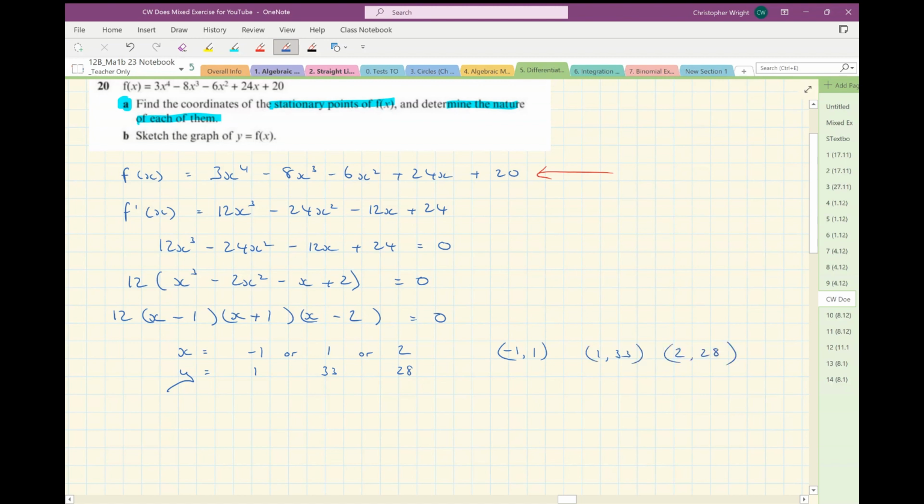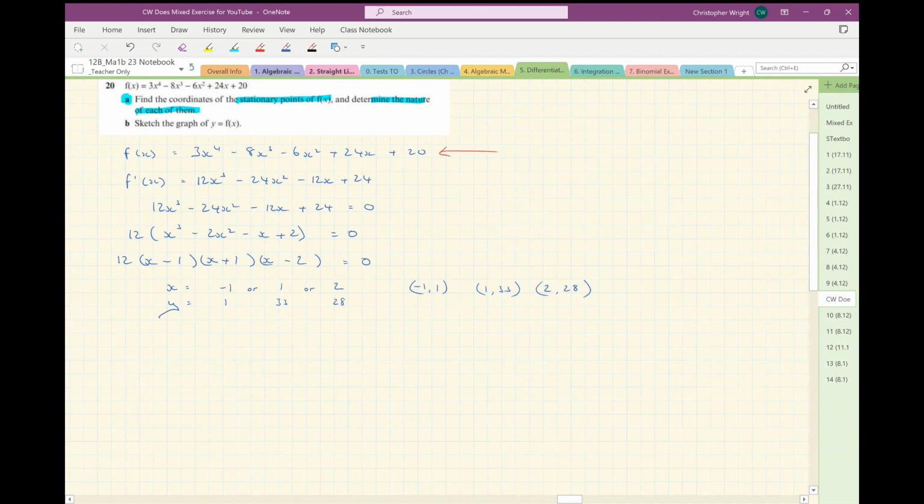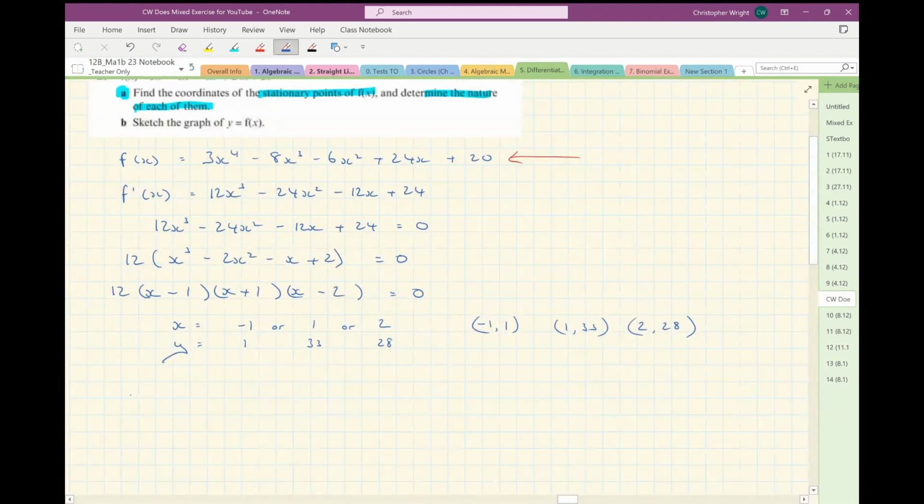Right, the next thing I need to do is to determine the nature of each of those stationary points. Okay, so when I'm determining the nature of each of those stationary points, I'm going to need to find the second differential and evaluate that for each of those values of x. So I'm looking at the first differential here, and I'm differentiating it again to find the second differential. So the second differential is going to be 36x squared minus 48x minus 12. And now I'm going to evaluate the second differential when x is minus 1.